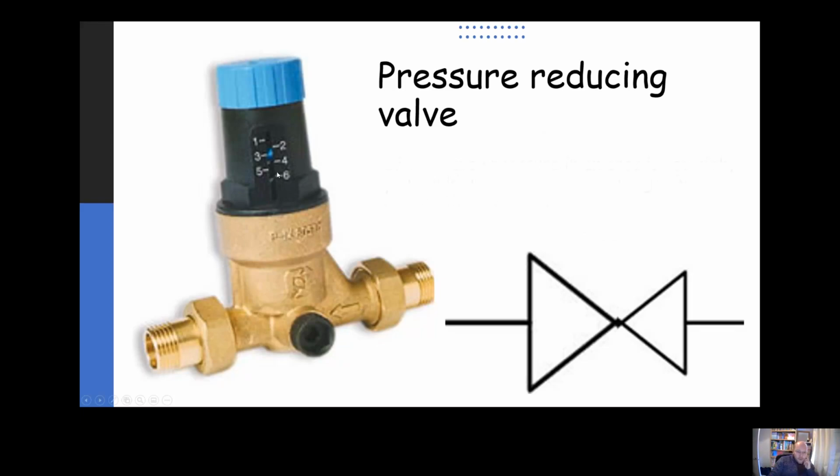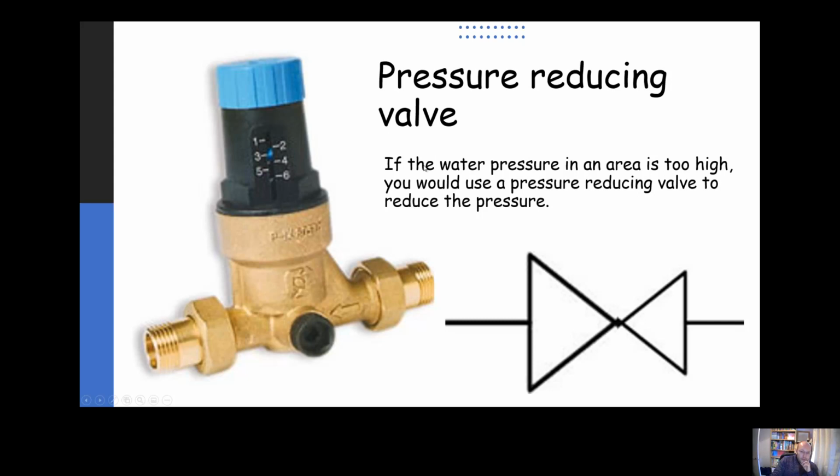Pressure reducing valves. If the water pressure is too high, you can use a pressure reducing valve to reduce the pressure. Interestingly, generally speaking, if you reduce the pressure, you'll also reduce the flow, because the pressure is what pushes the water along. And you can see the pressure reducing valve symbols just here. It's got one big side and one little side, which shows the reduction in pressure.